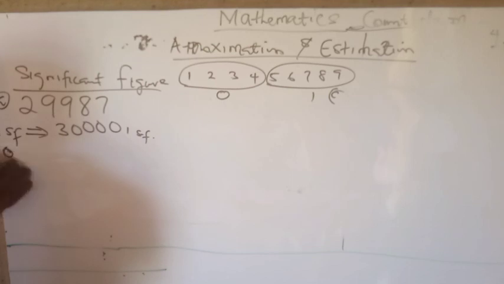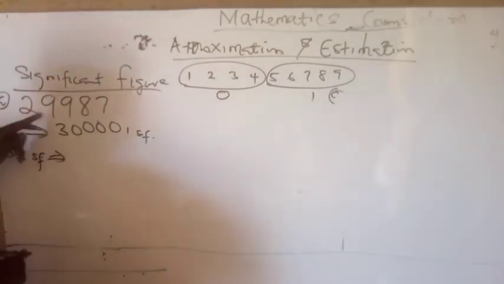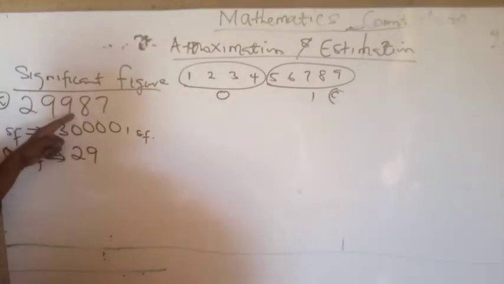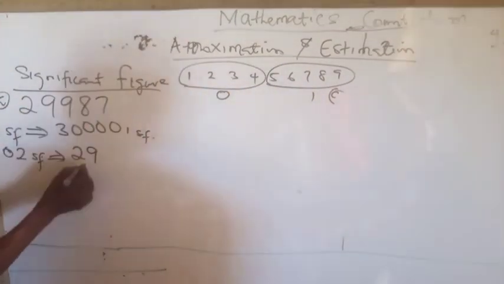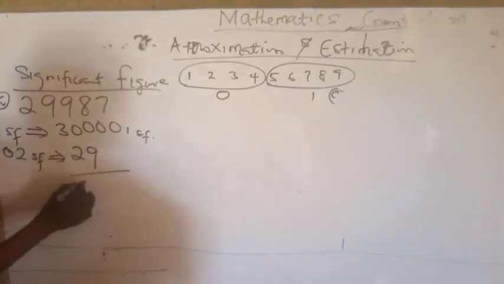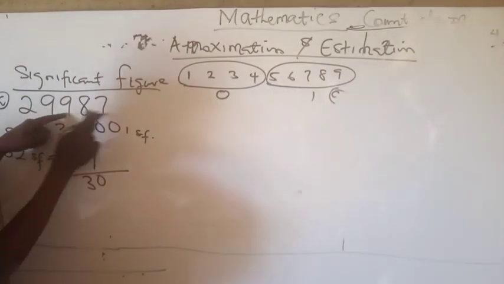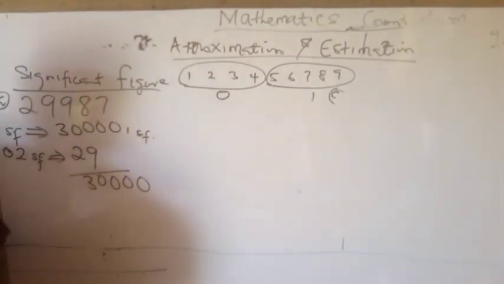If they say to 2 significant figure, to 2 SF, I will write the first 2 numbers, 29. But after 9, what did I say? 9 is in the category of 5 and above, so I add 1 to this one. So this one becomes 30. Remember, all this one will turn to 0, 0. So this one becomes 3, 0, 0, 0. Are we clear with that now?